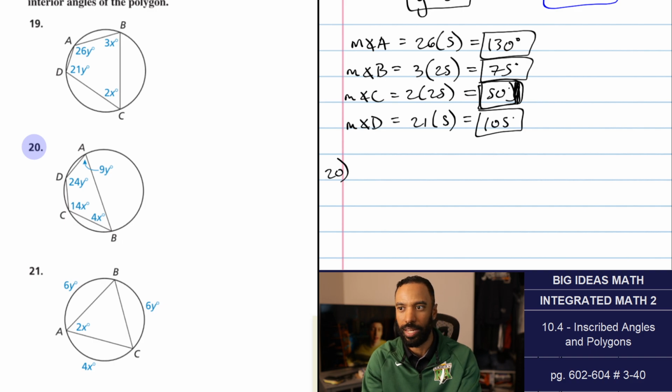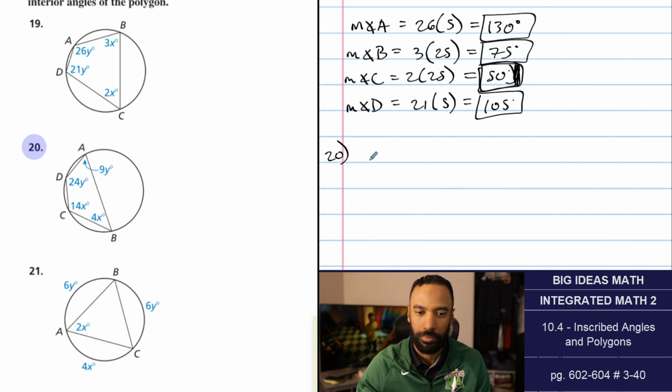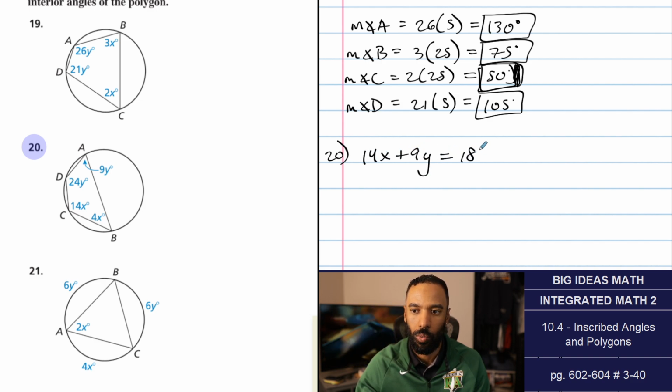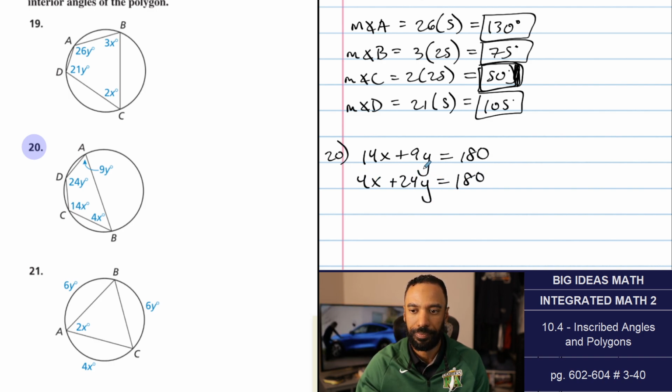They will separately add to 180. So let's take a look there. Let's do the C plus A. 14x plus 9y equals 180. And we have the other one that's 4x plus 24y equals 180.